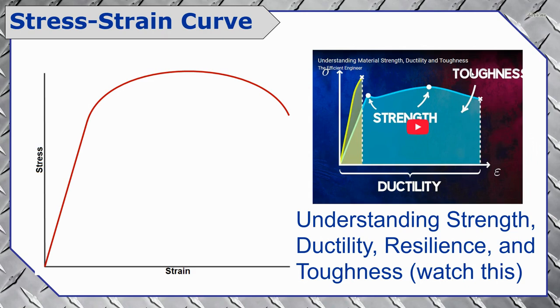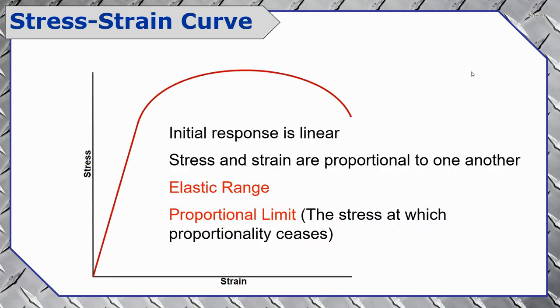In this portion, we're going to take a very close look at the stress-strain curve, and we're going to understand what different regions of this curve tell us about a material. And if you want a bit of a closer look at this, I highly recommend this video by The Efficient Engineer, Understanding Strength, Ductility, Resilience, and Toughness. When we apply a tensile load to a sample, initially the response is going to be linear.